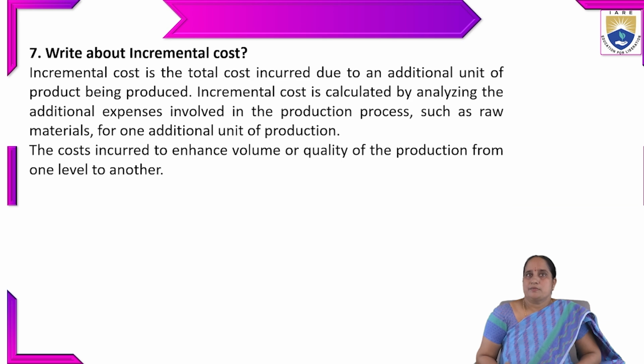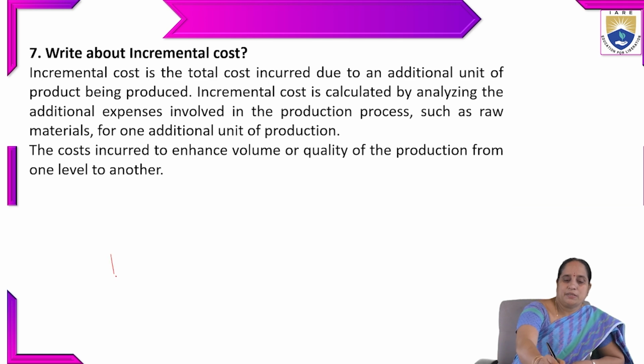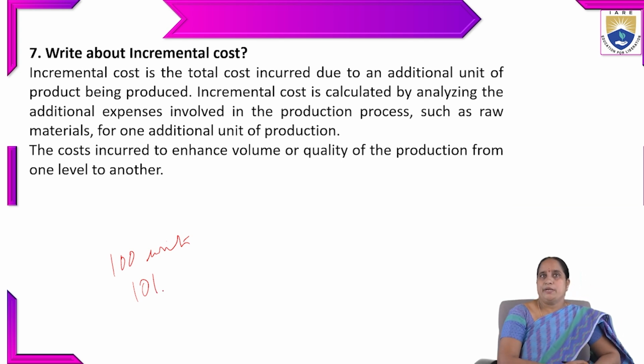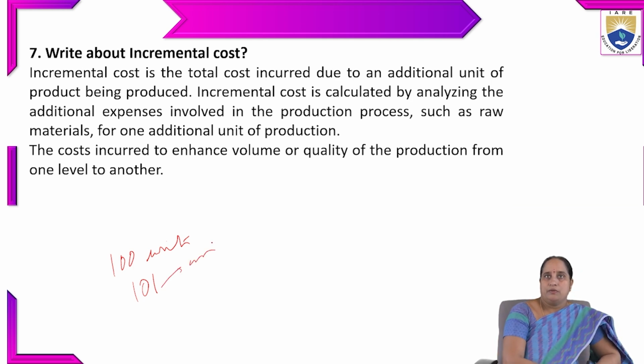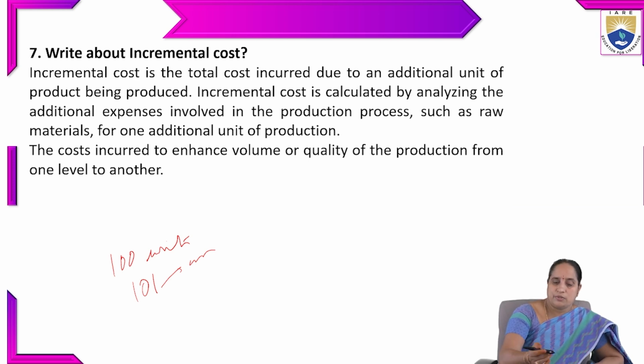Then write about incremental cost. Incremental cost is the total cost incurred due to an additional unit of product being produced. So already the company is producing 100 units per day, but if they are adding one more unit, that is 101 units, then what happens? There is an increase in the expenditure just by adding one more additional unit to the existing production. So, incremental cost is calculated by analyzing the additional expenses involved in the production process, such as raw materials for an additional unit of production, the cost incurred to enhance volume or quality of production from one level to another level, even if you consider labor.